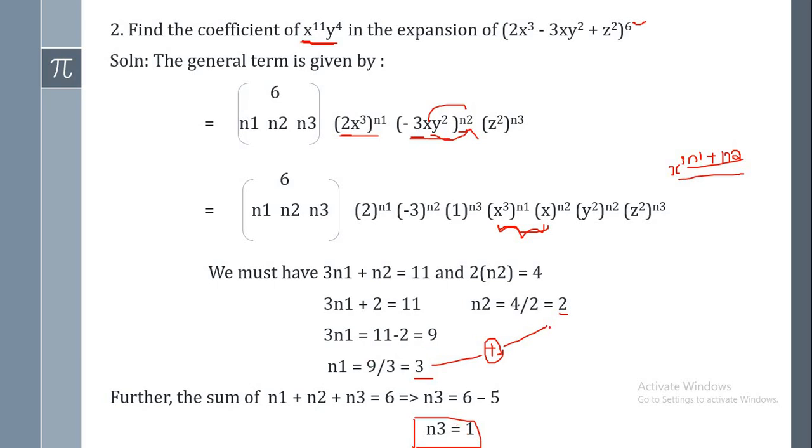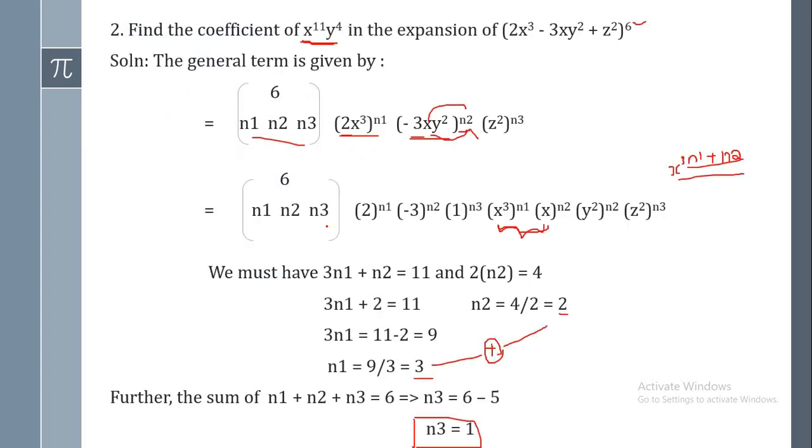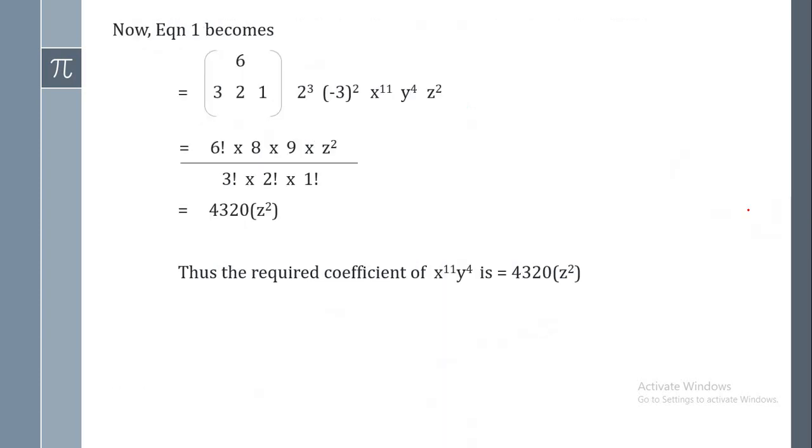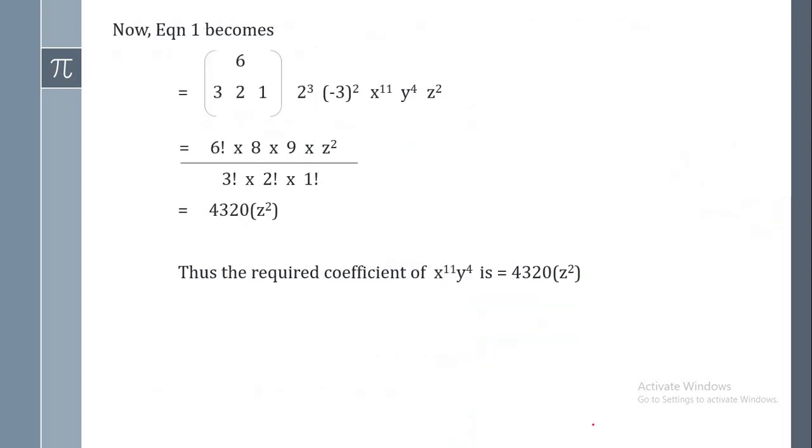Now we need to substitute this n1, n2 and n3 value here. Now if we consider this as equation 1, this equation 1 will become 6, sorry, we got here n1 value is 3 and n2 value is 2 and n3 value is 1. So we have written like 6, this is n value, this is n1, n2 and n3, and 2 power 3.